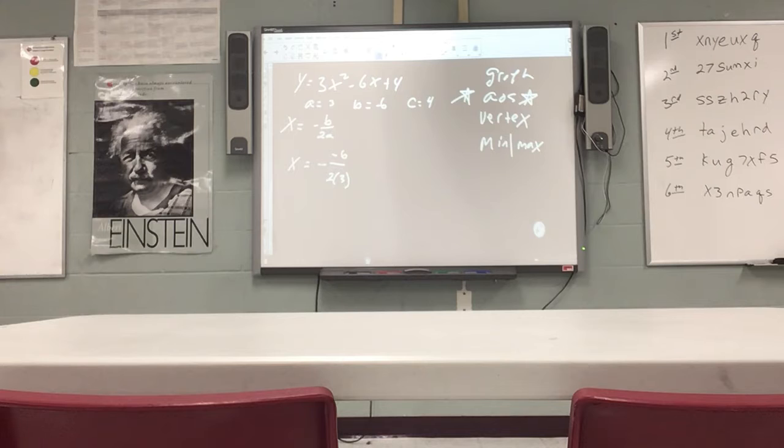All right, negative by negative is a positive, so that's taken care of. So this means 6 divided by 6. So we know our axis of symmetry is 1. So check that off.